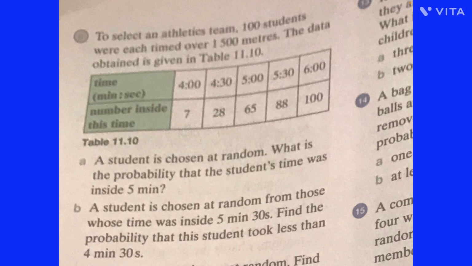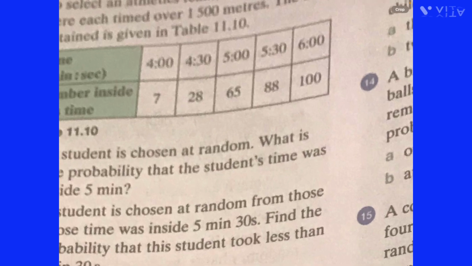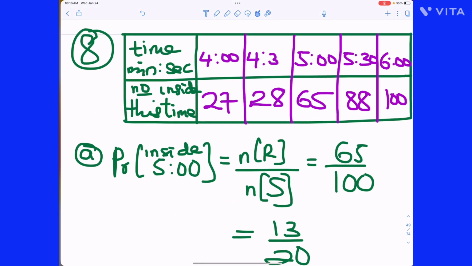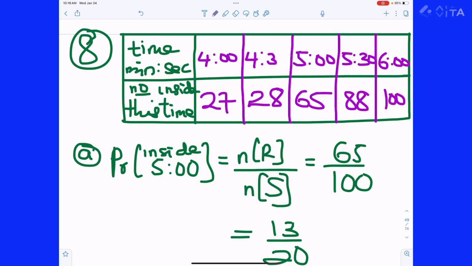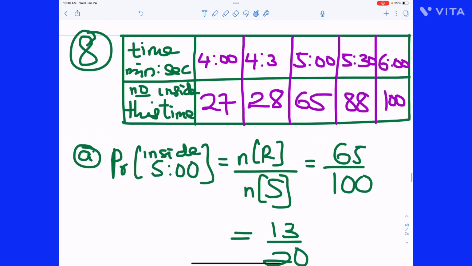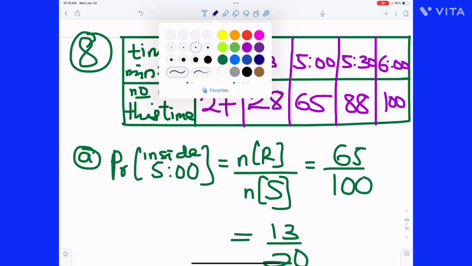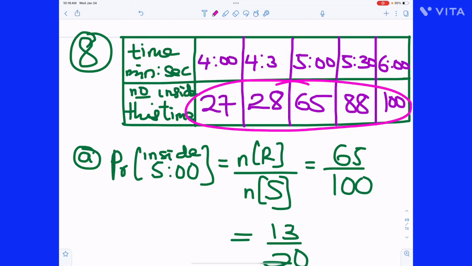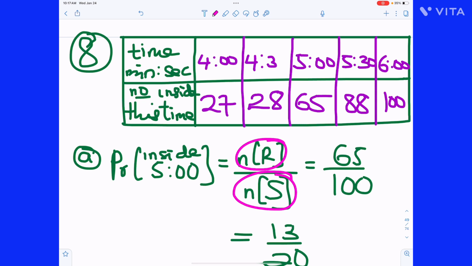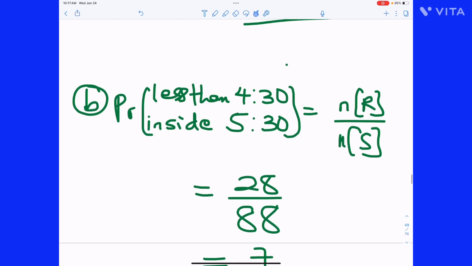Exactly. So that's 7 plus 28 plus 65 over 100. The number of students that ran the race was 100. The number of students who finished on or before 5 minutes is 65. So that's number of required outcomes over number of possible outcomes. You get 65 over 100, which gives you 13 over 20.